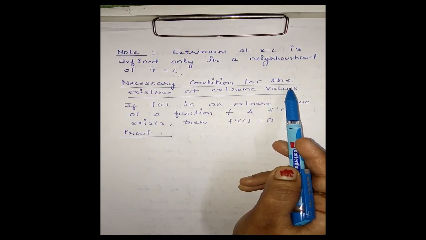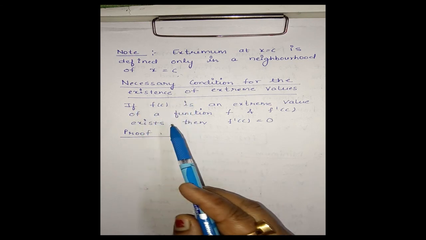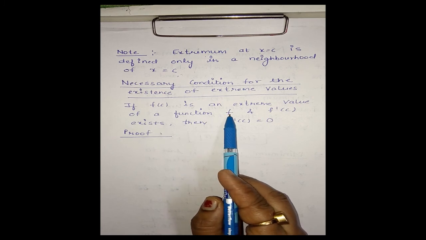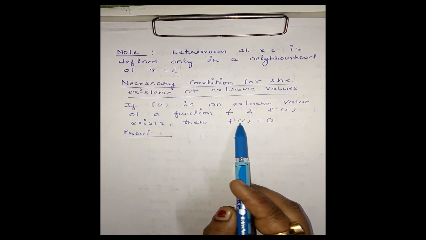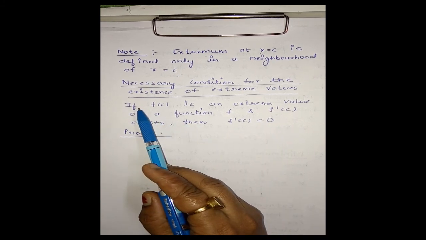Now next we have a result: necessary condition for the existence of extreme values. Either it is minimum value or the maximum value. We have this result: if f(c) is an extreme value of a function f and f'(c) exists, then f'(c) is equal to 0. Okay, we have a result here.